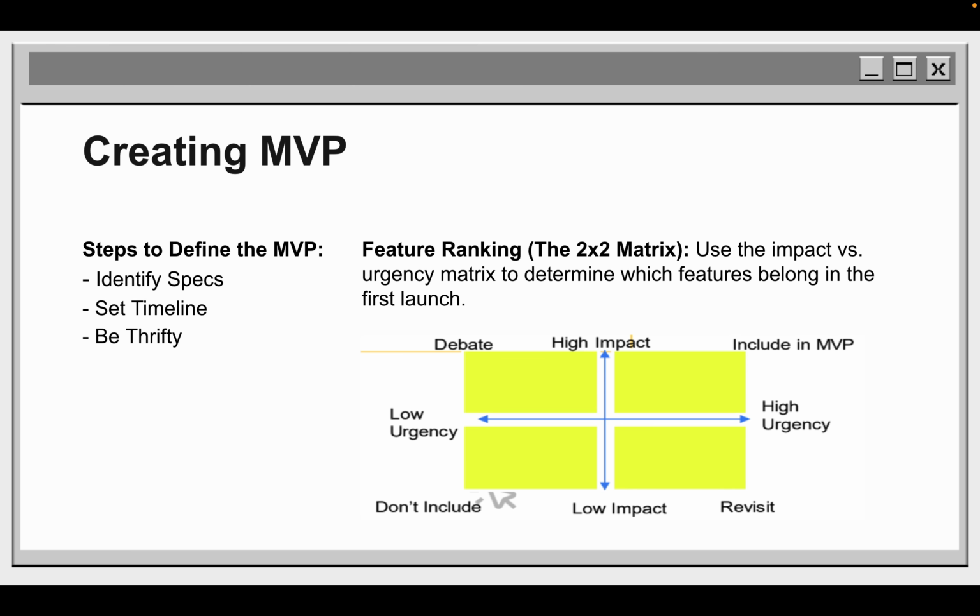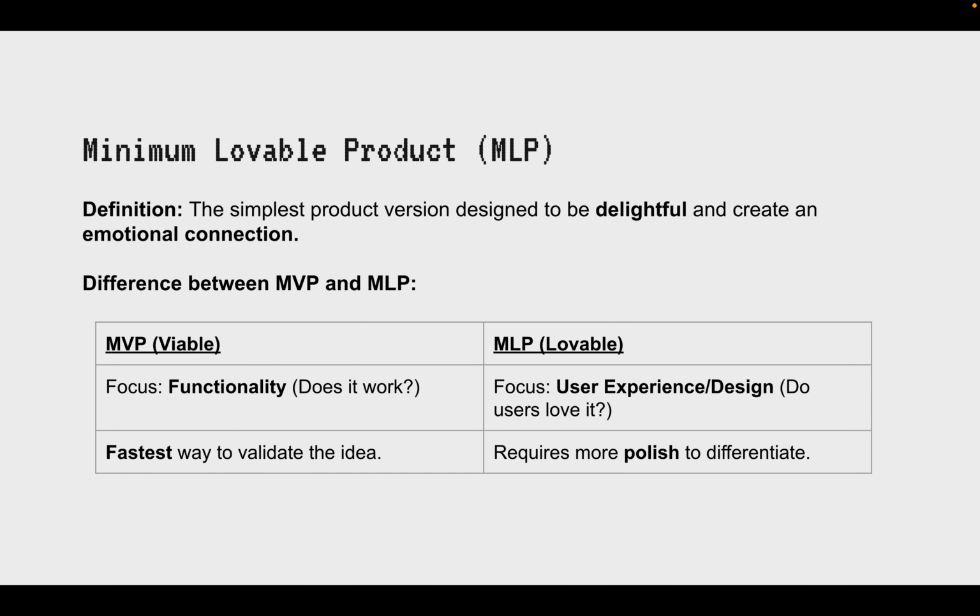We can create an MVP. In order to create that, first we need to define the MVP. And in order to define it, we have three steps. Firstly, we need to identify specs, identify different offerings and factors that we are providing to our customers. We need to set a timeline for which the MVP is to be tested, and we need to be thrifty. This means that we need to make our MVP by spending as little money as possible.